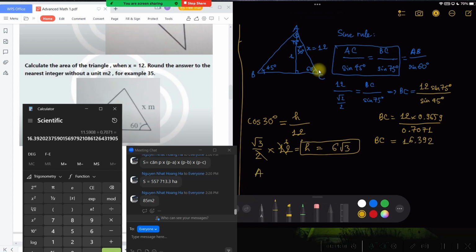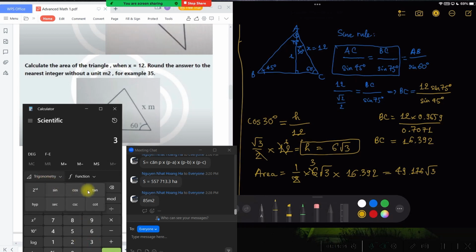So area equal to half of height. It's 6 square root 3 times BC. It's 16.392. Is going to be equal to what? This one times 3 times square root 3.